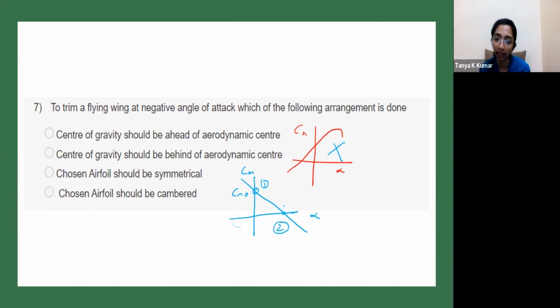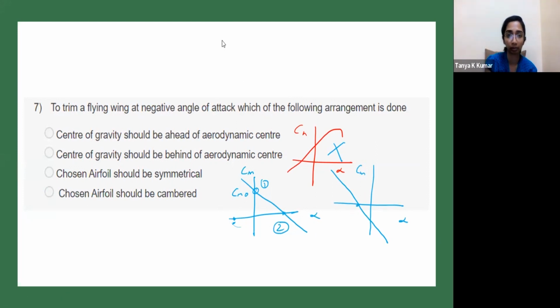Now, if we need to trim the aircraft at a negative angle of attack, how should the graph look? If we need this point at a negative angle of attack, if we need to trim it at this point, what should we do to this line? The graph would be displaced to the left. When the graph is displaced to the left, you move it like this. He's right. The graph is displaced to the left and you trim it at a negative angle of attack.